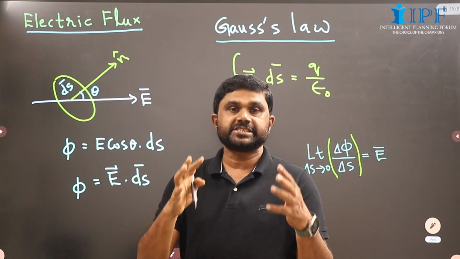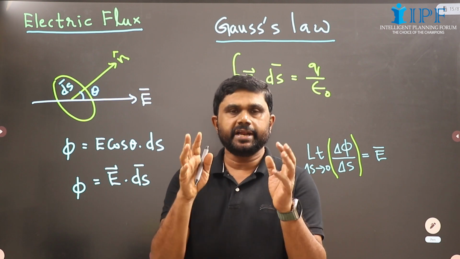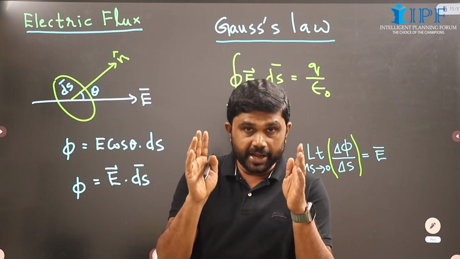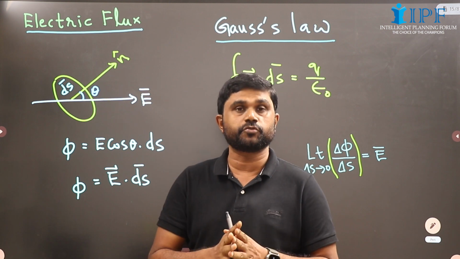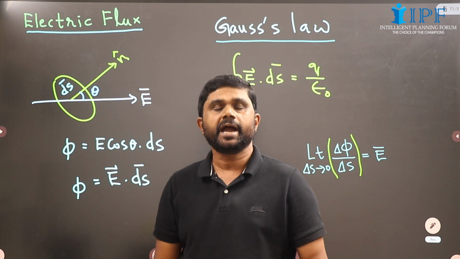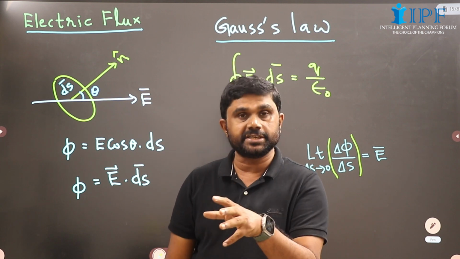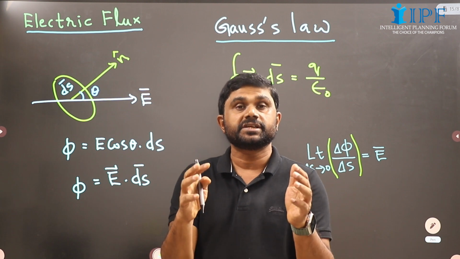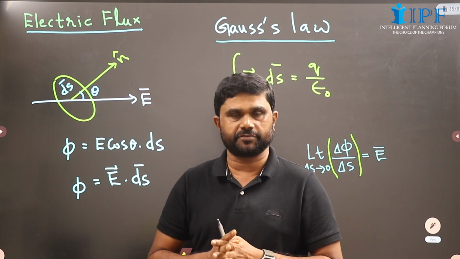Okay, next is electric flux. Electric flux through a given area is the total number of electric lines of force passing normally through that area. And what is electric flux density? It is the flux through unit area, and it is equal to the intensity of electric field.